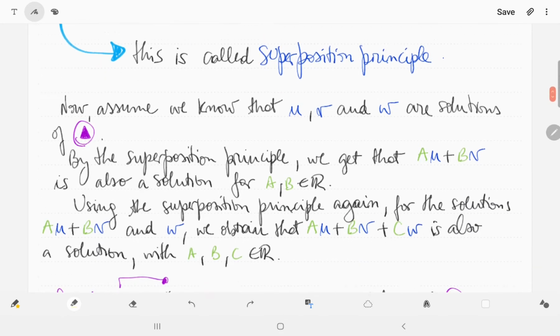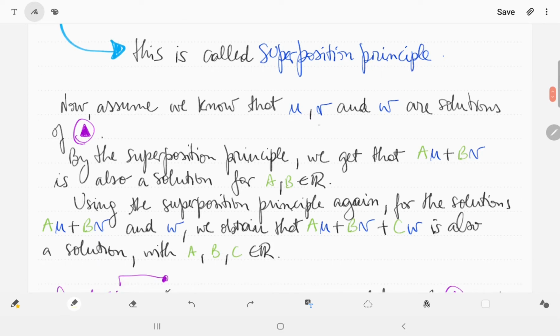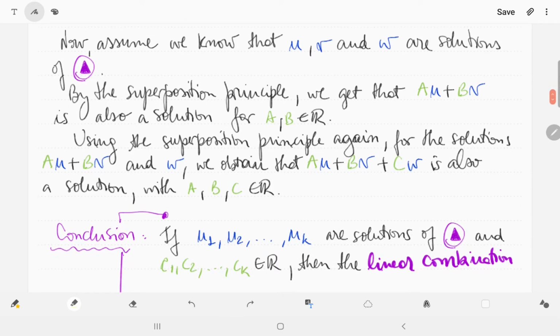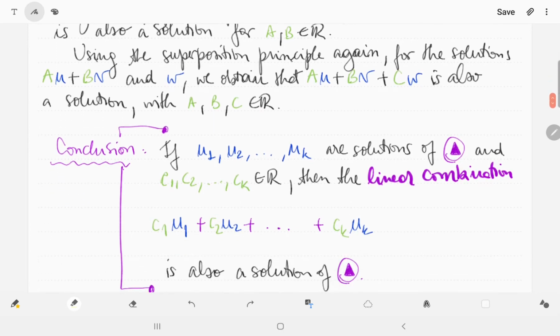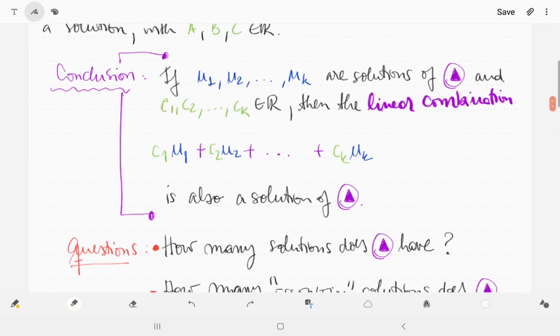Okay, so this is just what I said. I have a couple of solutions, u, v, and w, then any linear combination is again a solution. And the conclusion in general, if I have k solutions, u1, u2, uk, any linear combination is also a solution.